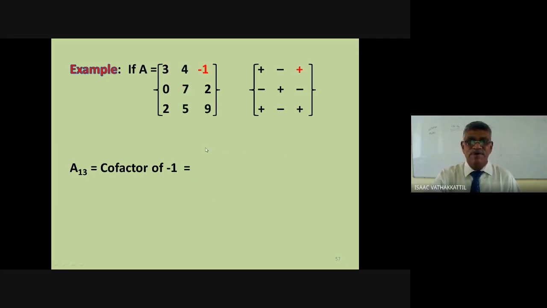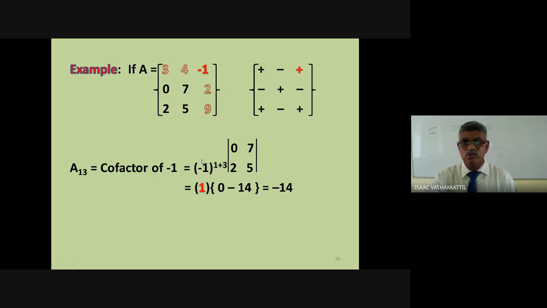What about the cofactor of minus 1? There you have plus. So minus 1 raised to 1 plus 3 is going to be plus. The determinant is 0 minus 14, which is minus 14. It is negative or maybe positive, depending on the sign.